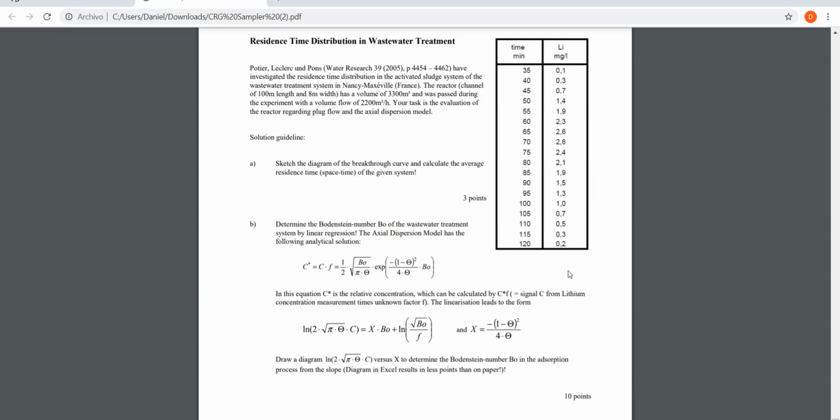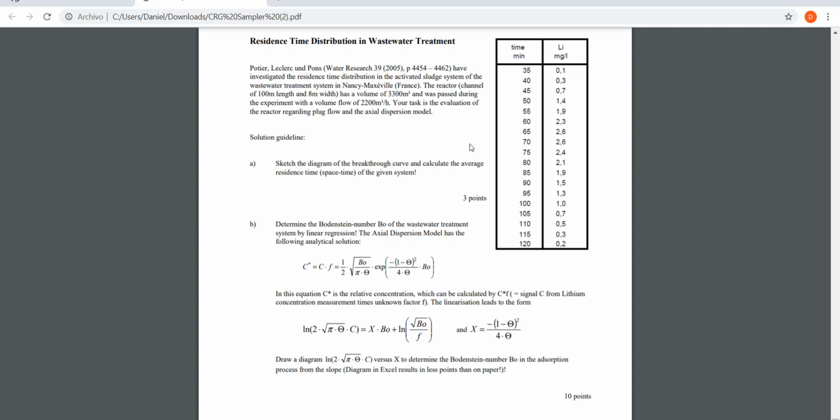It says residence time distribution in wastewater treatment. Some scientists have investigated the residence time distribution in the activated sludge system of the wastewater treatment system in Nancy-Maxéville, sorry about my pronunciation, in France. The reactor has a volume of 3,300 cubic meters and was passed during the experiment with a volume flow of 2,200 cubic meters per hour. Your task is the evaluation of the reactor regarding plug flow and the axial dispersion model.